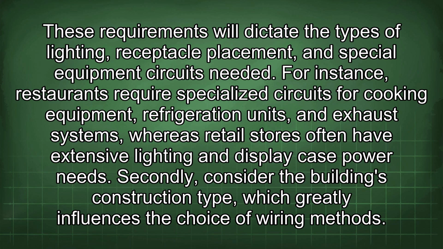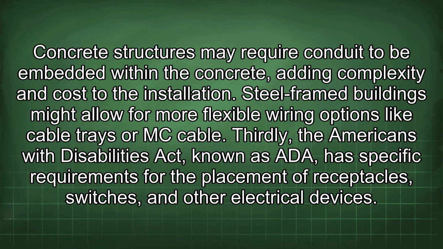Secondly, consider the building's construction type, which greatly influences the choice of wiring methods. Concrete structures may require conduit to be embedded within the concrete, adding complexity and cost to the installation. Steel-framed buildings might allow for more flexible wiring options like cable trays or MC cable.